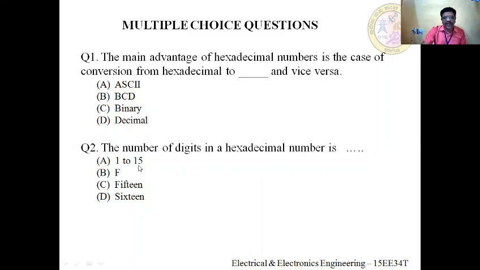Number 1 to 15. Is it correct or wrong? No, it is wrong. F, wrong. 15, wrong. So therefore, the answer will be 16. The number of digits in hexadecimal number is 16.